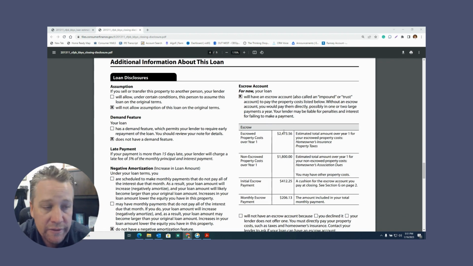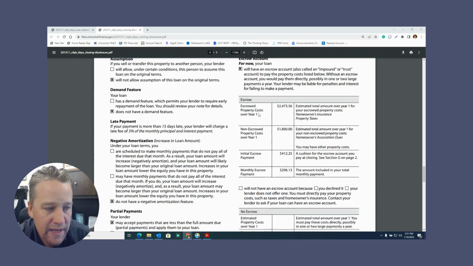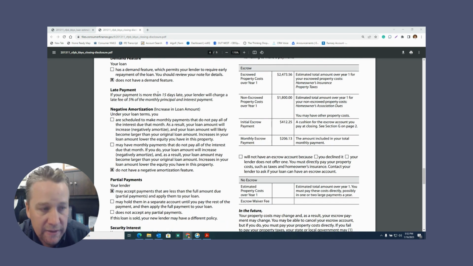Then you have additional information. It's going to talk about demand features, which means that the payment's due right then, or the lender can just demand that the loan's due. You have assumptions, which means that somebody can just assume or take over the loan. This is very common with FHA loans, but most loans are not going to be assumable. It talks about an escrow account, where the money goes and how it goes in and out. It talks about late charges. You have a 15-day grace period.